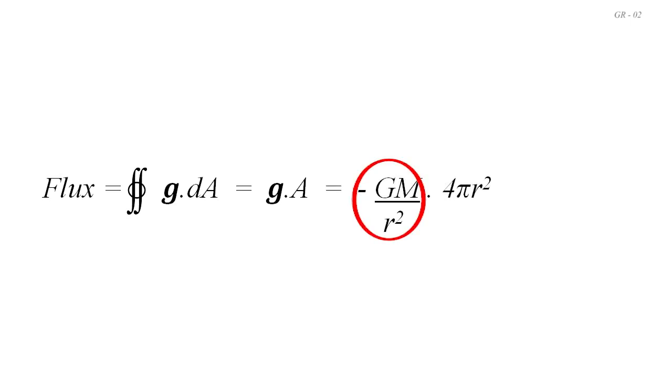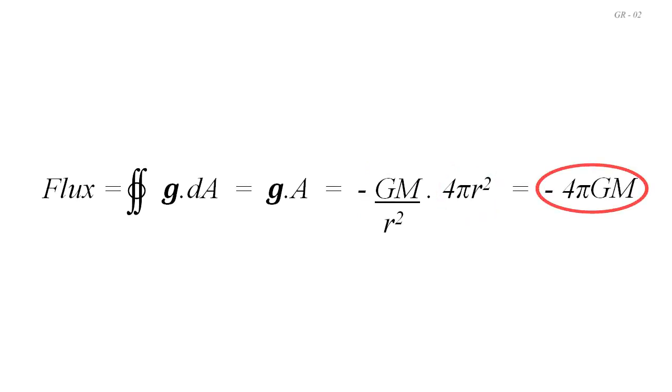We can simply say that the flux for this mass capital M is the straightforward multiplication of the little g at a particular radius times the area of the sphere at that same radius. In other words, it is minus GM over r squared times 4 pi r squared, which gives minus 4 pi GM. In other words, the number of gravitational flux lines taken in, if I can use that phrase, by the mass capital M is simply 4 pi GM, the minus sign indicating that they are coming inwards.